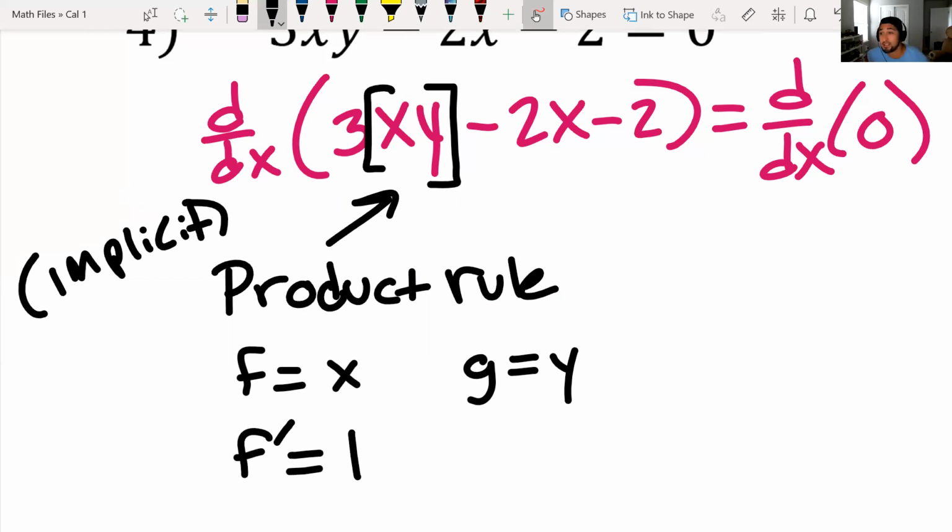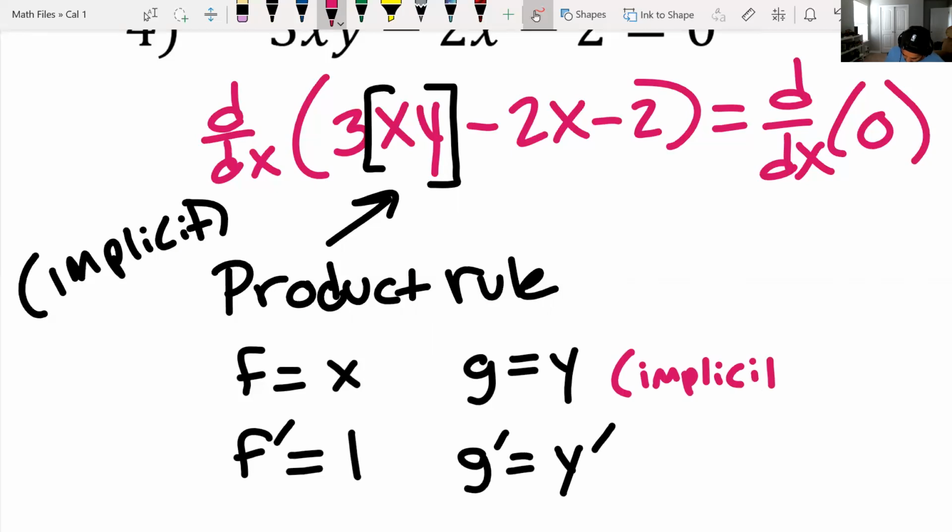The derivative of x is 1. The implicit derivative of y, we must remember this is still implicit. The implicit derivative of y, y prime. Implicit, right?